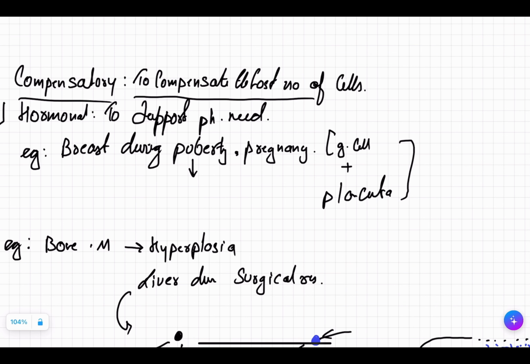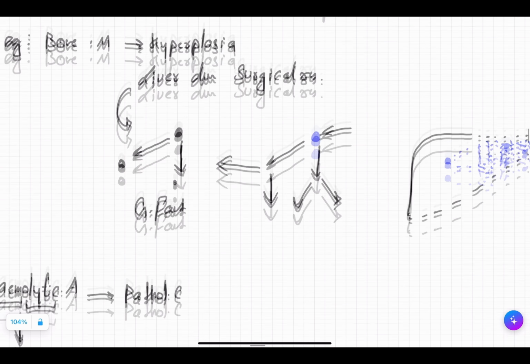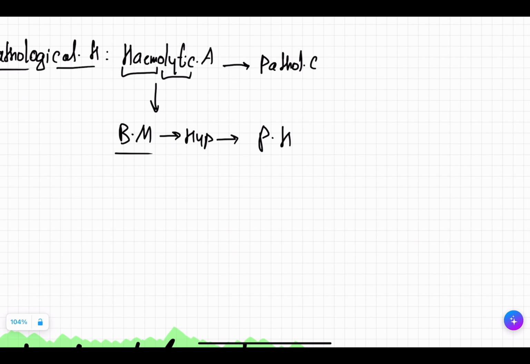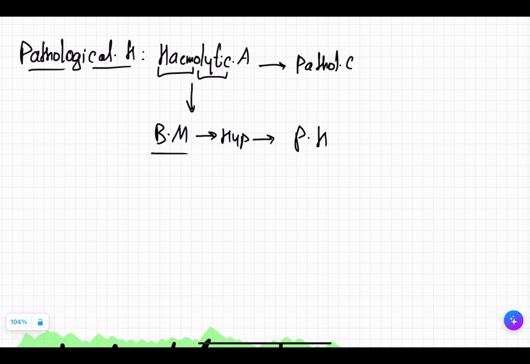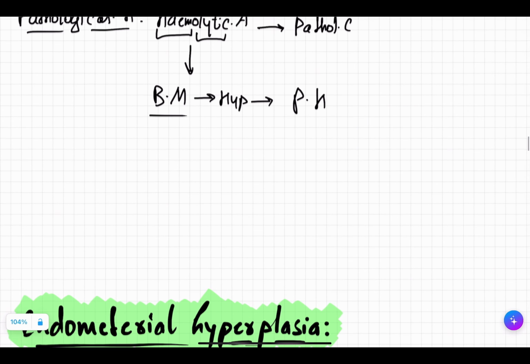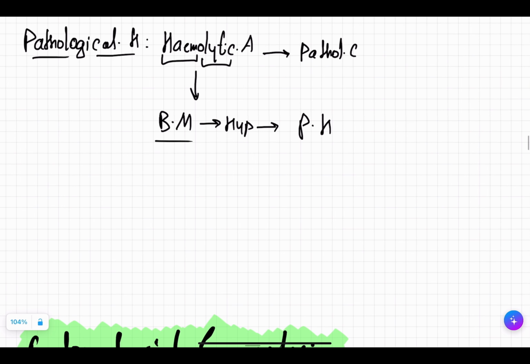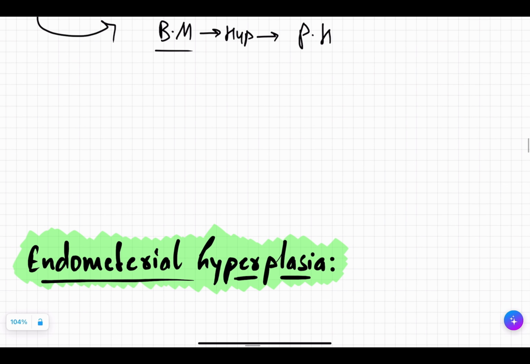For example, during some accident, it was to compensate the lost amount, but here this is to compensate the lost amount due to a disease. Previously it wasn't a disease, now it is a disease. So this is pathological hyperplasia. For example, bone marrow hyperplasia in a pathological condition like hemolytic anemia. Now pathological hyperplasia also has a role of hormones, because this is growth factor induced proliferation.